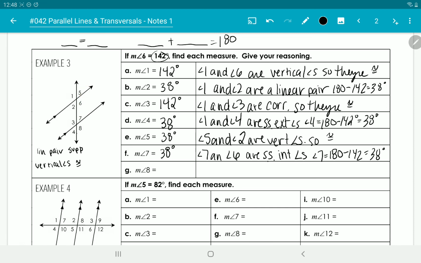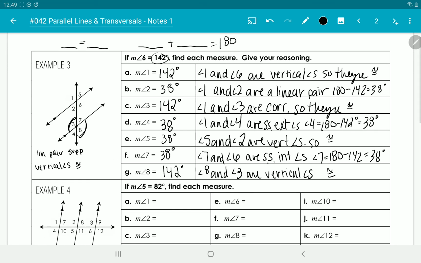Then lastly, we can look at angle number 8. We can compare it to any of these because we have all the rest of the angles. Let's go ahead and compare it to angle 3. So angle 8 and angle 3 here. Again, they are on the same intersection, okay? So they're not on opposite intersections. So they're either going to be a linear pair where they share a side or vertical angles where they don't. These ones do not share a side, so they're vertical angles, okay? And so they're congruent or the same. So angle 3 and angle 8 are the same. Angle 3 is 142. So angle 8 is also going to be 142 degrees.